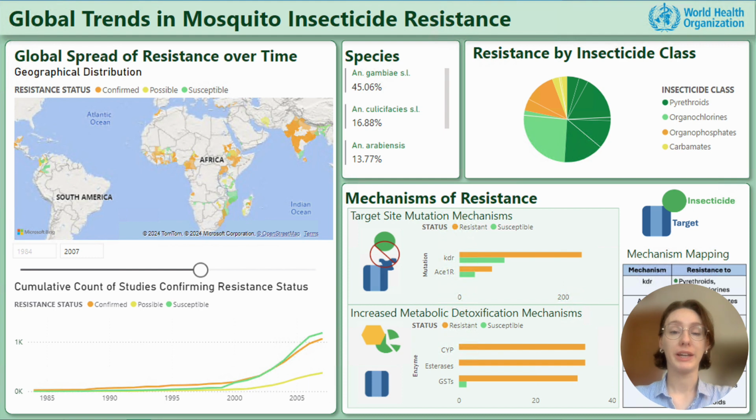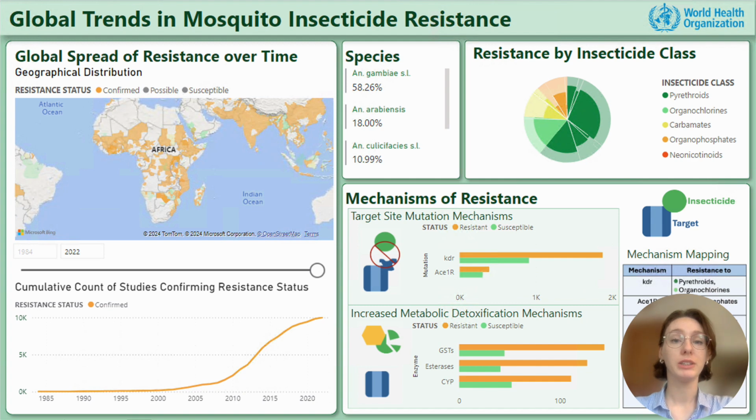Displaying a map and timeline make it easier for the user to see areas of emerging resistance. Resistance has spread rapidly since 2007, highlighting the urgent need for alternative vector control. The graph underneath shows the total number of registered cases over time to emphasize this point.